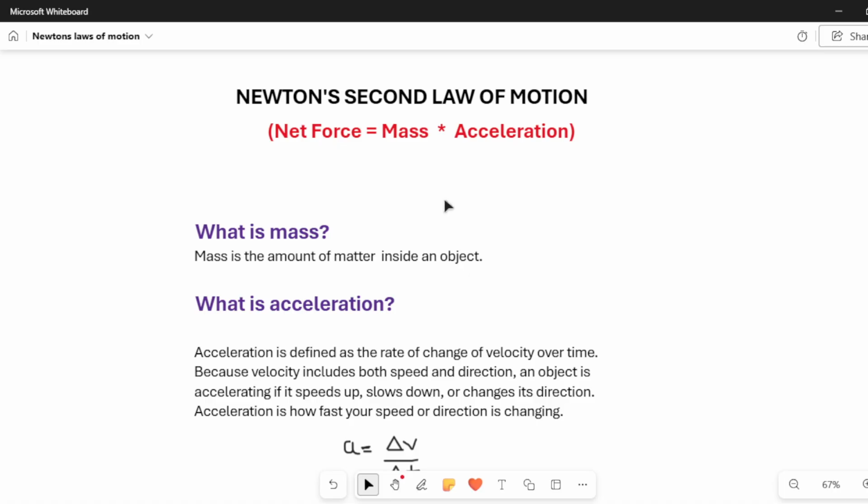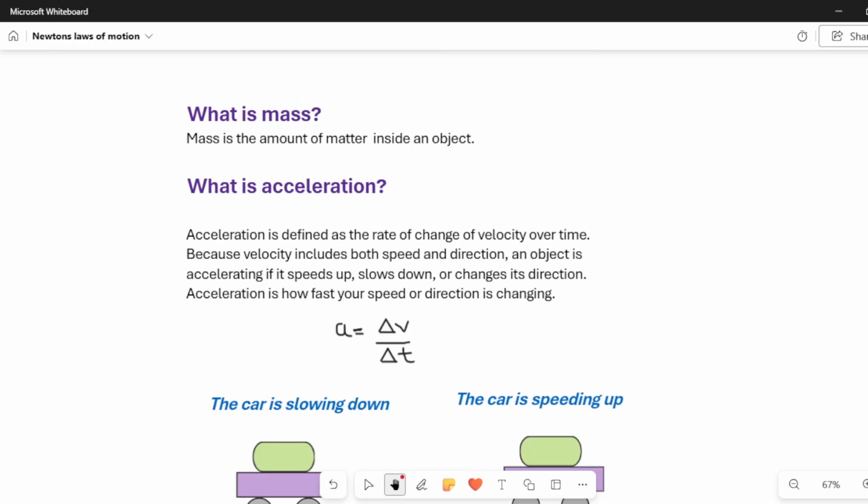So now we will see the concepts. Here we'll try to understand what mass and acceleration are. And net force we have already seen, it is the sum of all the forces. But in Newton's second law of motion, we calculate the net force by multiplying mass with acceleration. So we'll try to understand what mass and acceleration are so that we can calculate the net force in Newton's second law of motion.